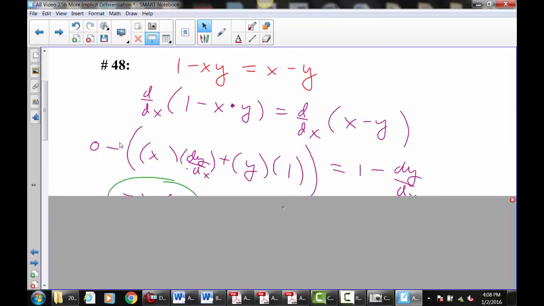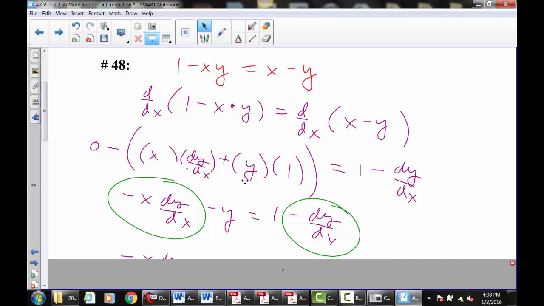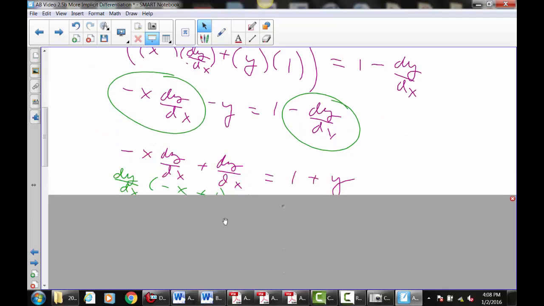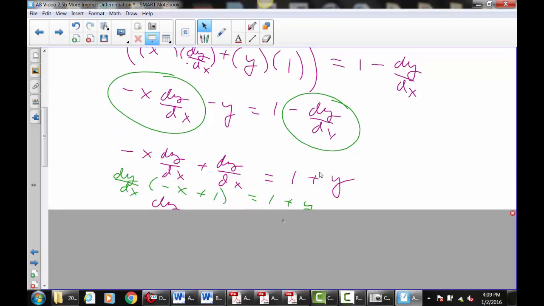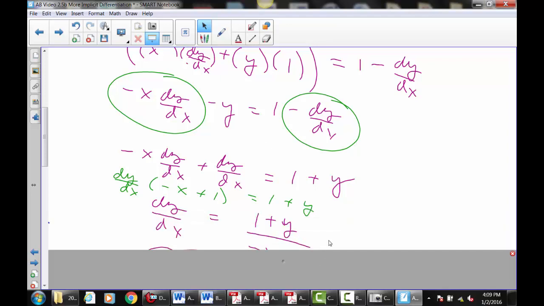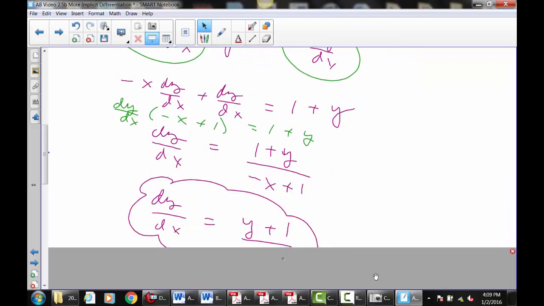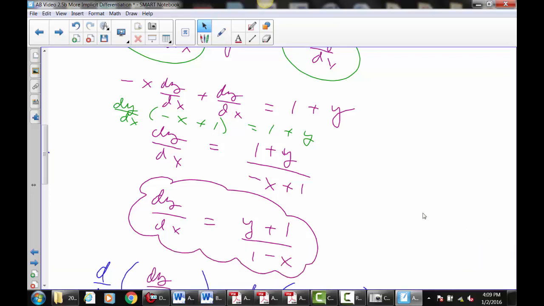d dx of 1 is 0 minus the product, so we'll need a parentheses because the derivative of a product is a sum. First factor times derivative of the second factor, which is 1 dy dx, plus second factor times derivative of the first factor. d dx of x is 1, d dx of y is 1 dy dx. Get rid of the parentheses, bring the dy dx's to the left, non-dy dx's to the right, factor out dy dx, isolate dy dx, and there is your first derivative.